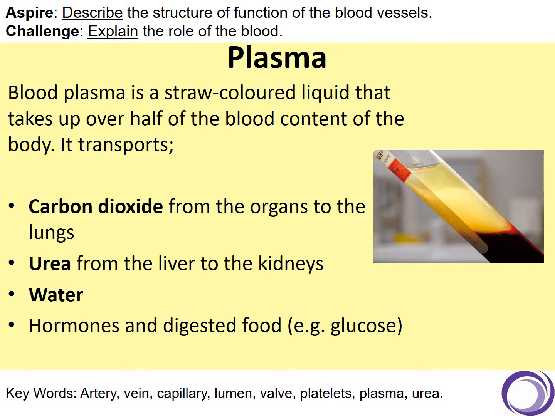AQA are a bit annoying with this because they'll say plasma transports, and they'll pick 2 of them, and you need to know the other 2. So they'll say plasma transports carbon dioxide and urea. What other 2 things does it transport? So you have to remember water and hormones and digested food.